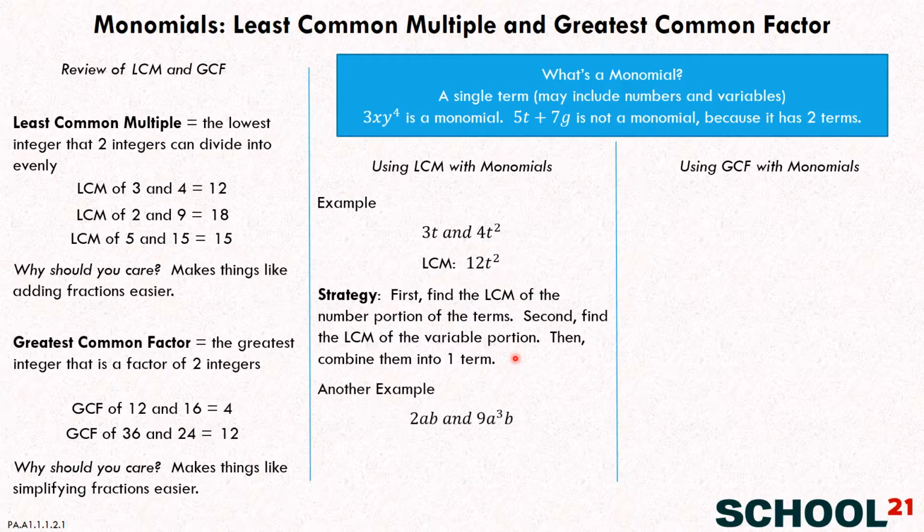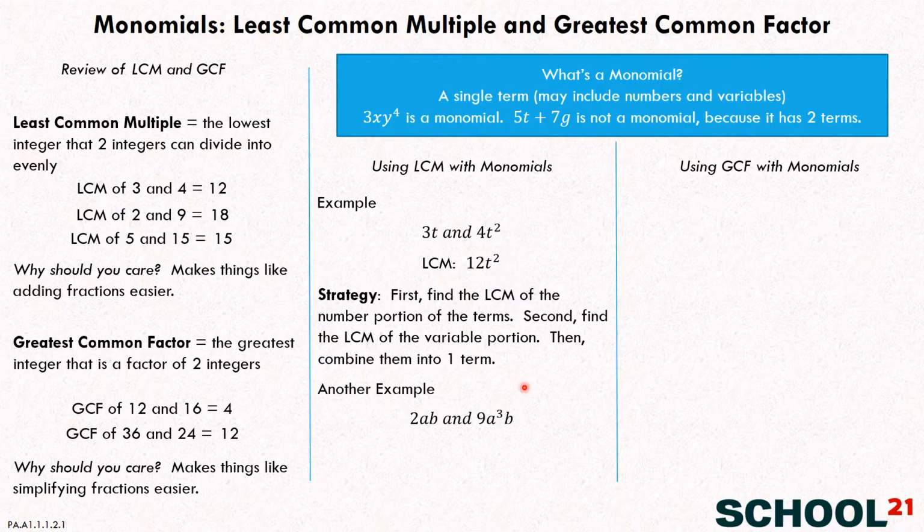Okay, so let's do another example here. We have 2ab and then 9a cubed b, and we want to find the least common multiple. So what's the least common multiple of the 2 and the 9? 18. 18, good. And that was just like this example that we did over here. Now, how about that ab and the a cubed b? What do you think the least common multiple of that portion would be? A cubed b. That's exactly right.